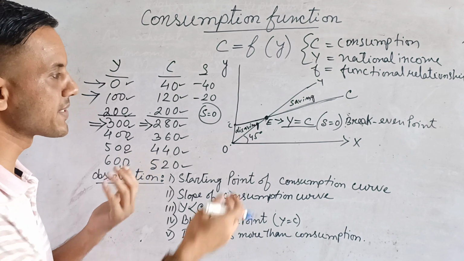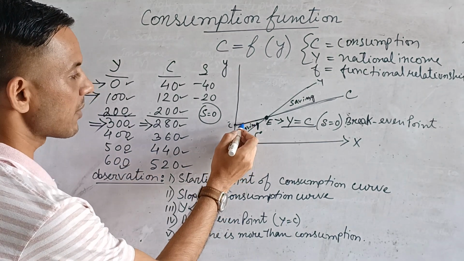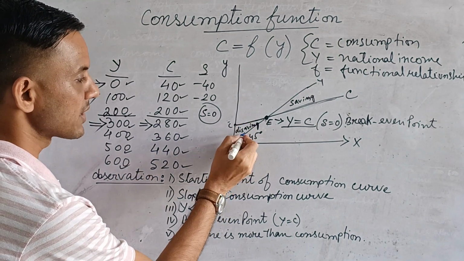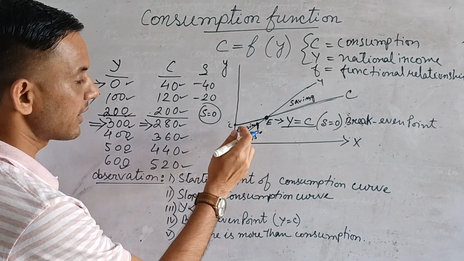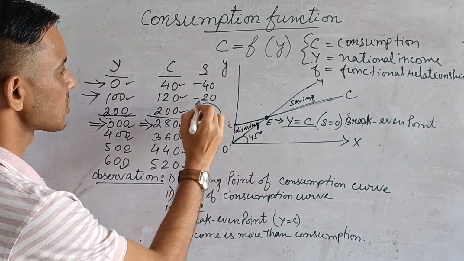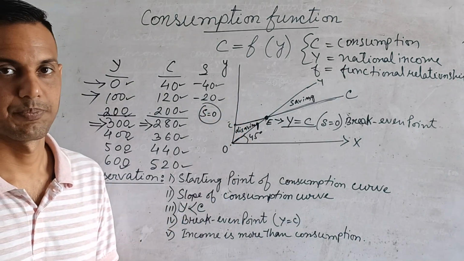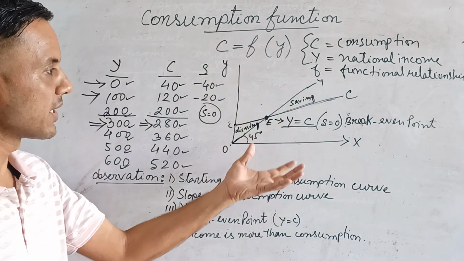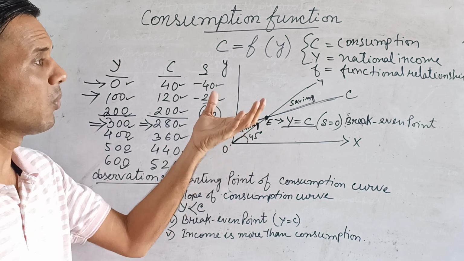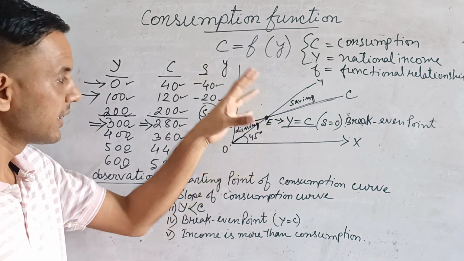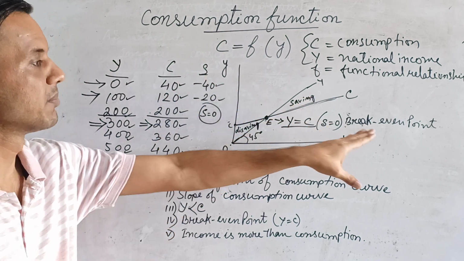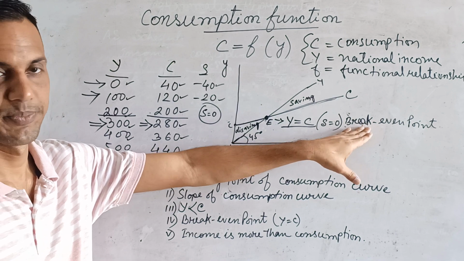But see the left hand side in here, the C curve is above this income curve. Now this one is the 45-degree line. So that's why this is the dissavings, and I have shown here minus 40, minus 20. Okay, so this is the diagram where you can show this savings and the break even point.